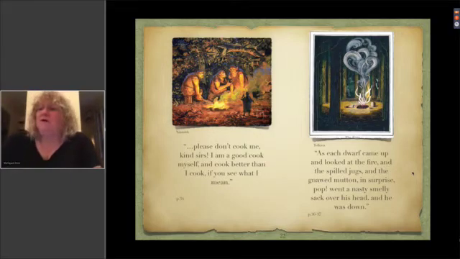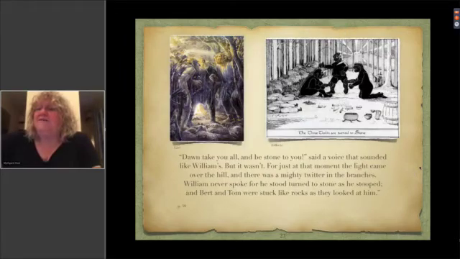So anyway, the trolls are arguing and having a fit, and Gandalf sneaks in. He hears what's going on, and he starts mocking and mimicking the trolls. And then all of a sudden he says, "Dawn take you all and stone be to you, be stoned to you." Said a voice that sounded like William's, but it wasn't, because he was mimicking their voices.